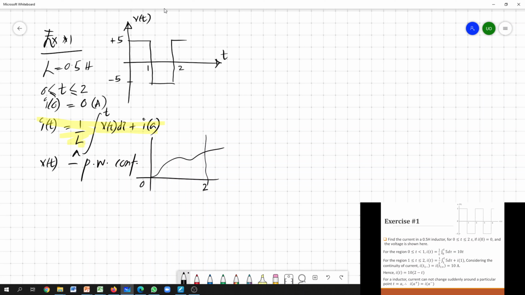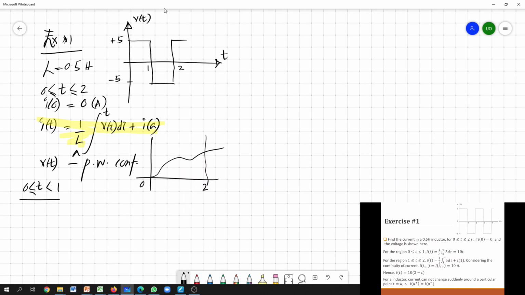Between 0 and 1 the value of the function is 5, and from 1 to 2 the functional value would be minus 5. So this is a piecewise continuous function. If it is piecewise continuous, we cannot apply the integral directly. You have to partition the function based on the continuity, and then apply the integration. By looking at this voltage variation, we can simply partition the function like this.